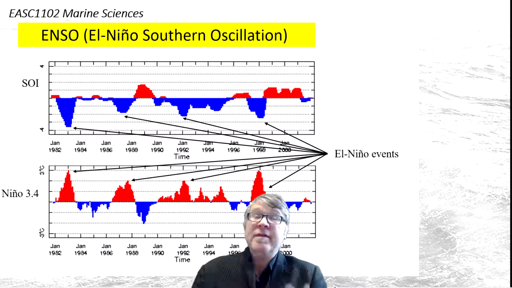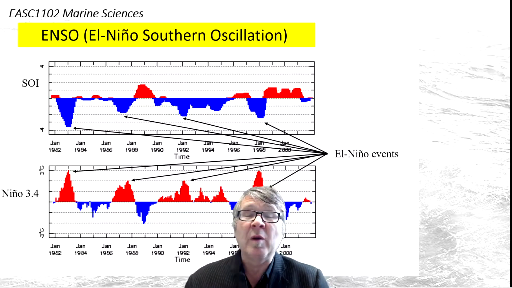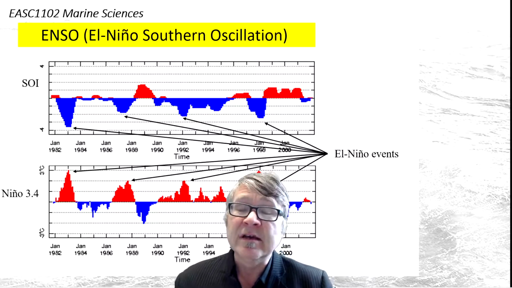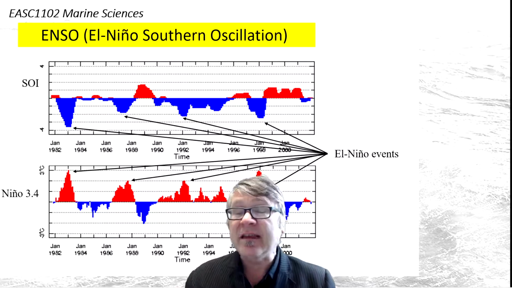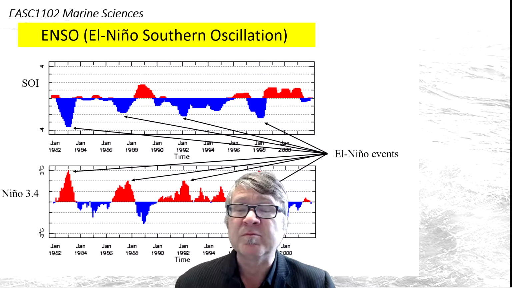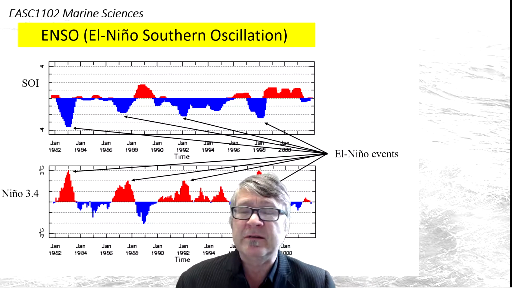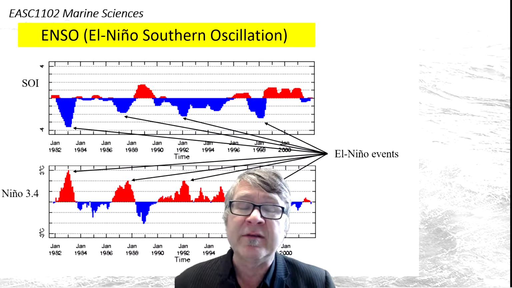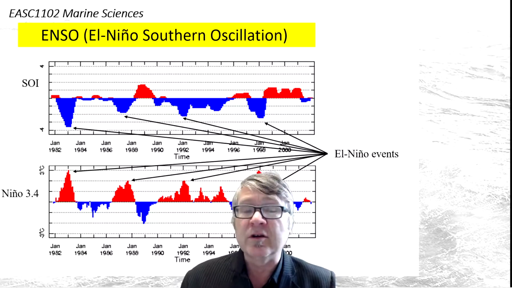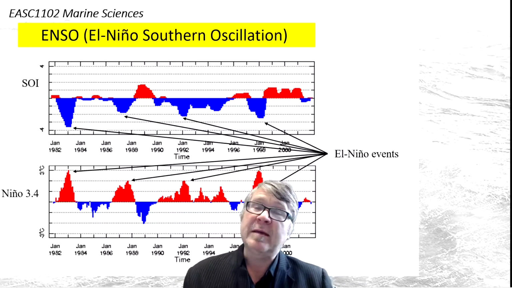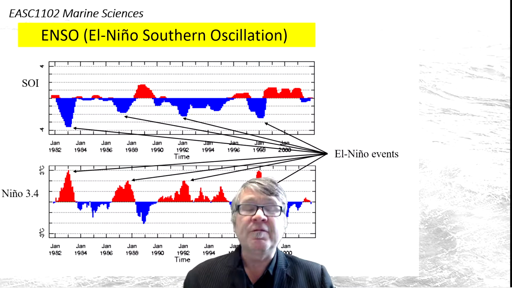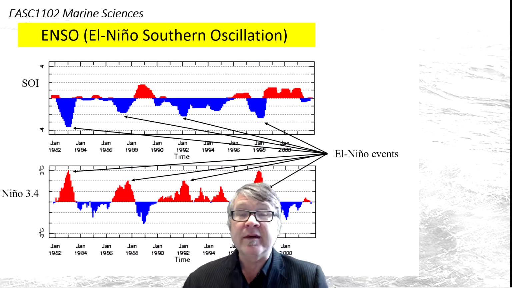Another thing that you learn is, how often do you get El Nino events? It changes. Sometimes it's 5 years between El Nino events, sometimes it's a little bit shorter. So say between every 2 to 5 years you get an El Nino event.